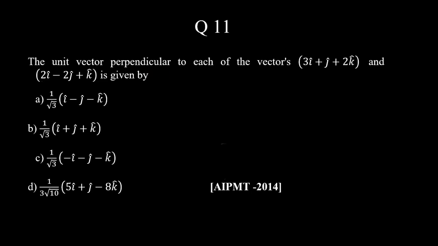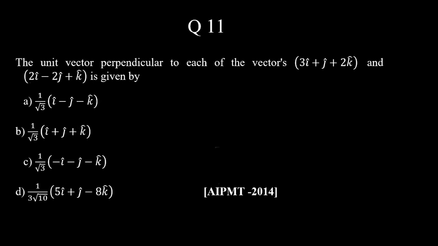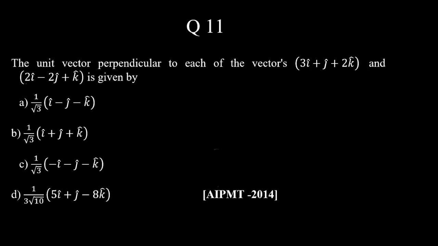Find the unit vector perpendicular to each of the vectors 3i plus j plus 2k and 2i minus 2j plus k. So if we solve it in the examination hall, how will you do this? You'll write it as i, j, k. Then we have 3, 1 and 2, and we have 2, minus 2 and 1.